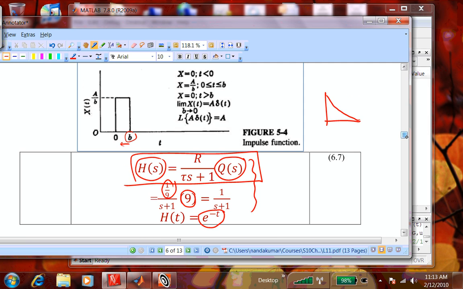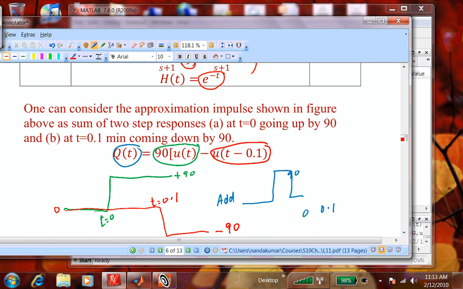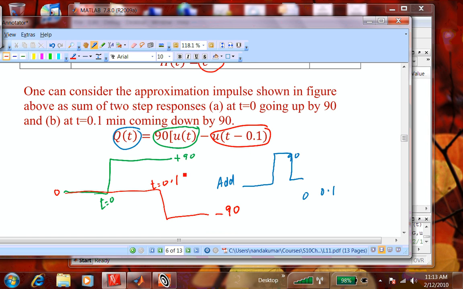But the real situation is more like this. The real Q(t) is one where at time t equal to 0, shown by this green line, you are increasing it from 10 to 100. That is, you are increasing it from 0 to 90, if you like, plus 90. And then, at t equal to 0.1, shown by the red line, it's an opposite step, where you bring it down by minus 90. So you can look at Q of t as the sum of two step responses.